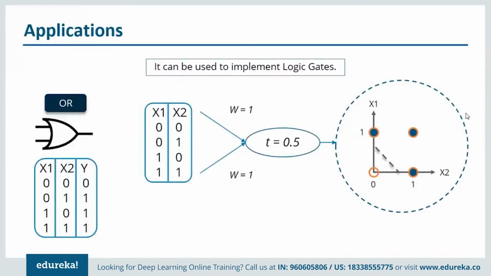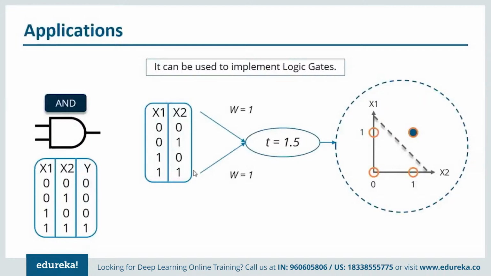And now if you notice, with the help of the single layer perceptron, we are able to classify the ones and zeros. So this line, anything above this line is actually 1, and anything below this line, we have zeros. So this is how we are able to classify, or implement, the OR gate.